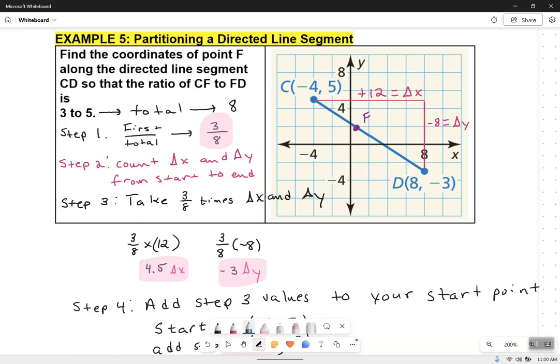Okay? Step 2, count your change in x and change in y. That was simple over there, wasn't it, kids? Okay? All you're going to do then is take that first number divided by the total in your ratio and multiply that fraction to your change in x and change in y. Here we took 3/8 times 12. 3/8 times -8. That told you how much to change your start point by. Start wherever you are, change the x by 4.5. How much do we change the y at the start? -3.